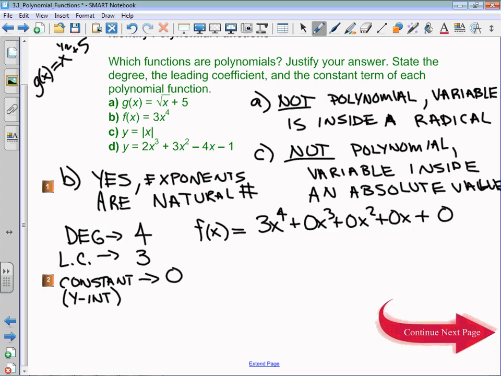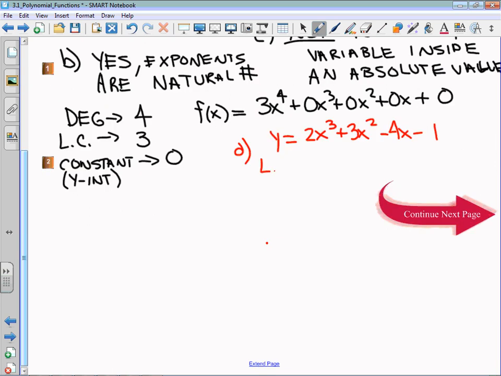All right, the last one here, which is part D, and I'll write it again, is y equals 2x cubed plus 3x squared minus 4x minus 1. It is polynomial because all the exponents are natural numbers. We have 3, 2, and 1. My leading coefficient, I forgot the degree. My degree is going to be the highest exponent on an x, so that's the 3. I'm just going to put cubic beside that so we learn a little more notation. While I'm at it, let's put quartic up here because that is degree 4.